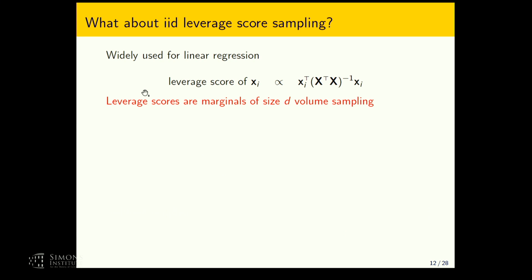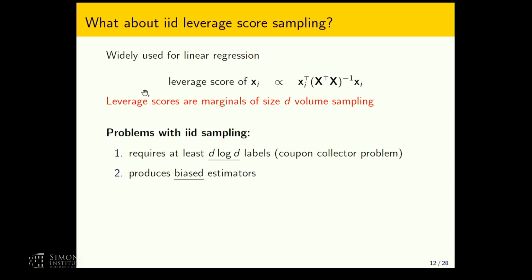The way I think of it is this is another argument why leverage score sampling is natural, in particular in the least squares setting. You would like to do volume sampling, but maybe you want to do IID. So what's the natural thing to do? You sample according to the marginals. That's the connection. But of course, there's a trade-off if you go to IID sampling.